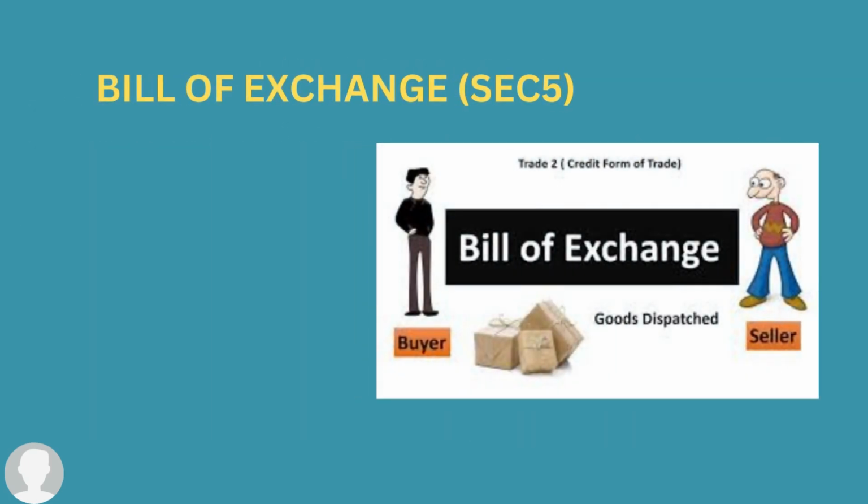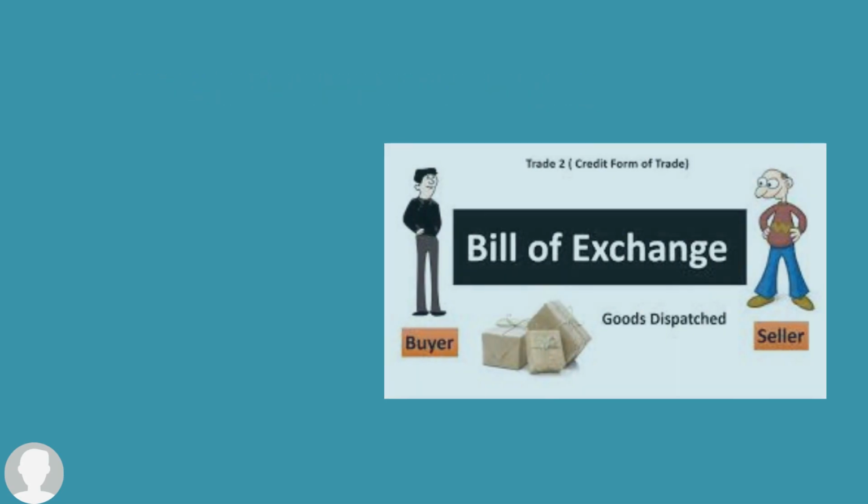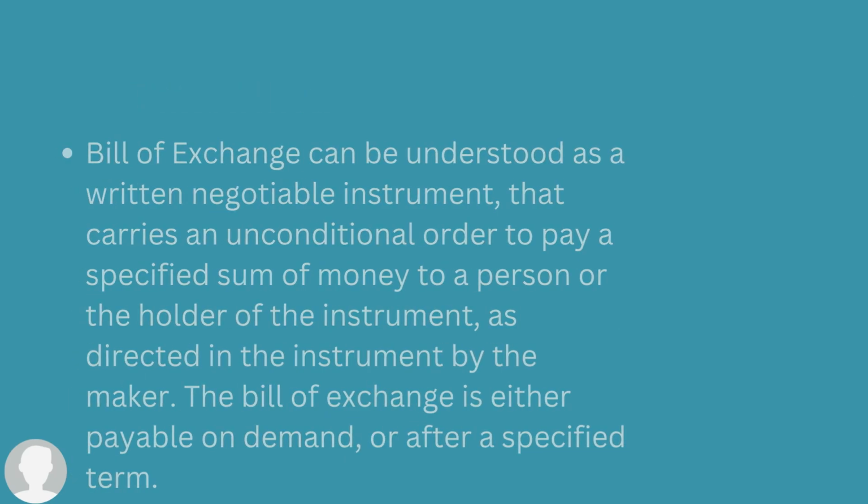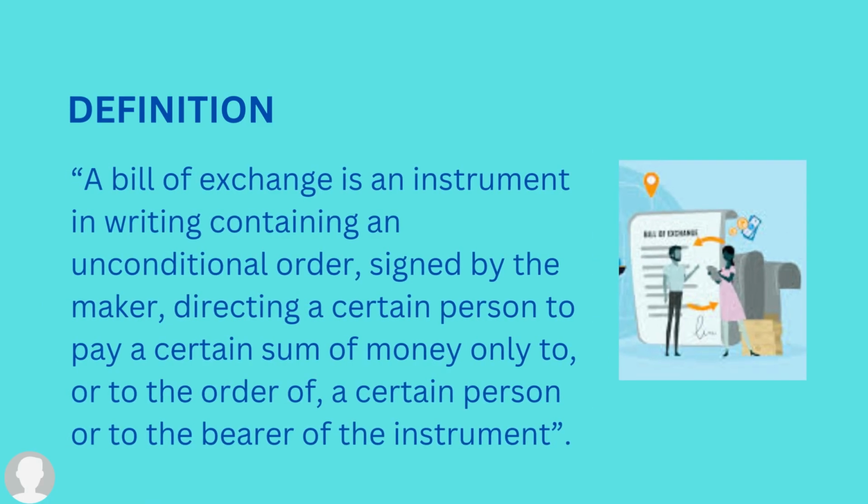Bill of Exchange, Section 5. Meaning: a bill of exchange is a written order binding one party to pay a fixed sum of money to another party on demand or at some point in the future. Definition. A bill of exchange is an instrument in writing containing an unconditional order signed by the maker directing a certain person to pay a certain sum of money only to, or to the order of, a certain person or to the bearer of the instrument.